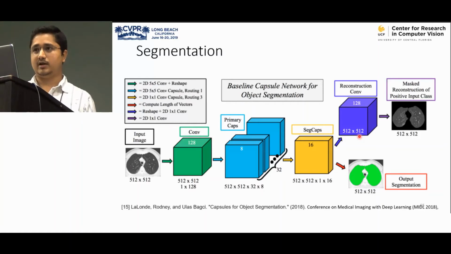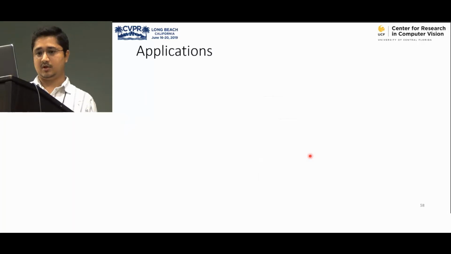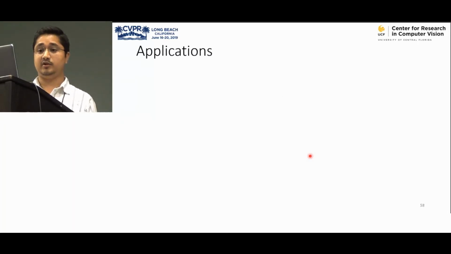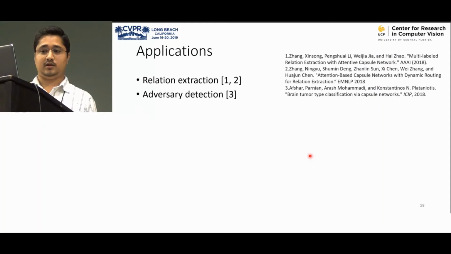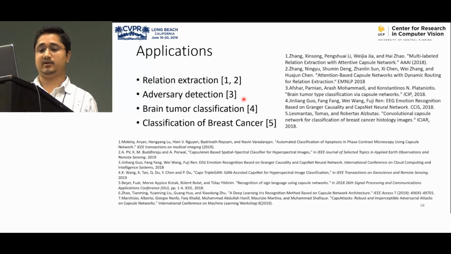And this capsule network has also been found effective for segmentation tasks. This work we are going to go into in more detail in a later session today. And again, for localization we have a separate session. There are different applications where capsule networks have already been used, and we'll cover relation extraction in textual input. It can be used for adversary detection, brain tumor classification, and cancer classification, and there are many other works which we are not going to cover.